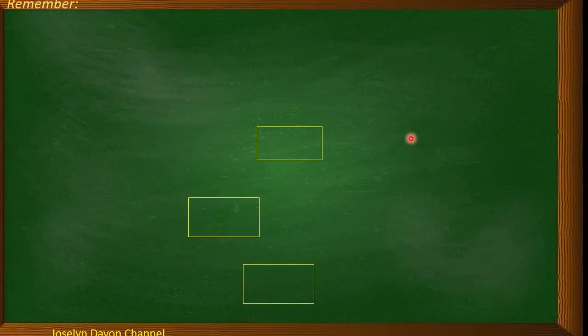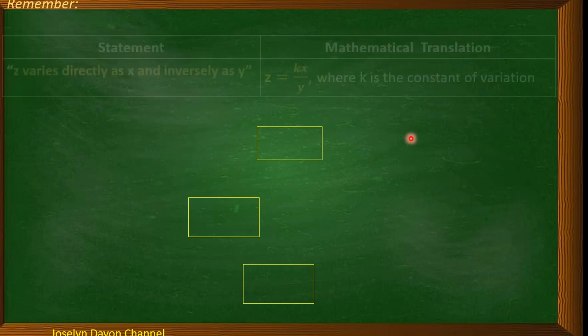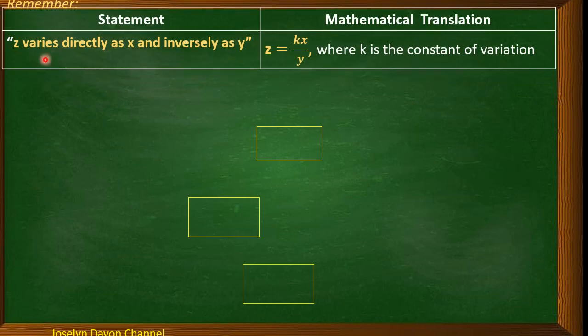Now let us translate some of the statements involving combined variation to equation. But before that, always remember this statement and its translation. If we have here z varies directly as x, z is on the left side of the equation. Then we have the equal sign. After the equal sign, we have here kx in our numerator. Do not forget to write first k because k is the constant of variation, and whatever variable is assigned for the direct variation will be in the numerator. And for the inverse, it will be in the denominator.